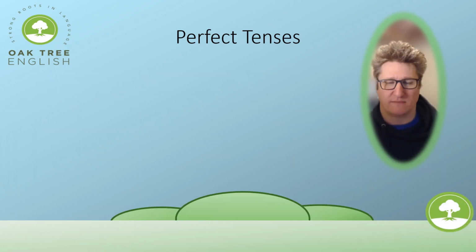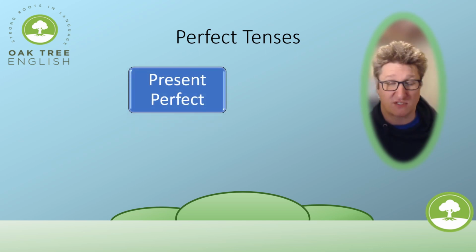Well, we've done past, we've done present, we've done future. Let's talk about the perfect tenses. I'm just going to do present and past perfect. I'm not going to do all the continuous and the future perfect and things like that. Just doing present and past.